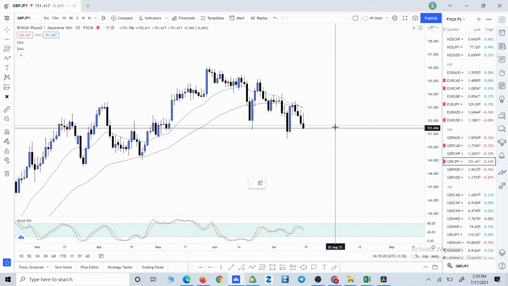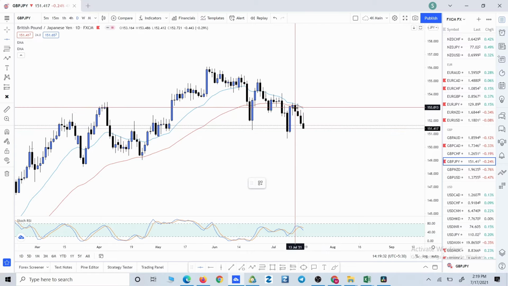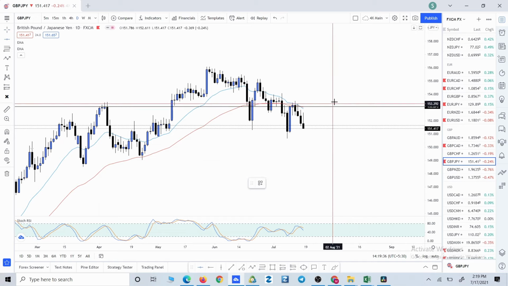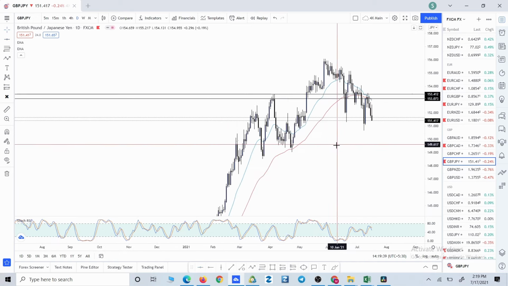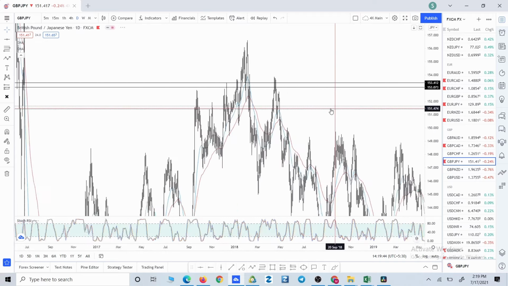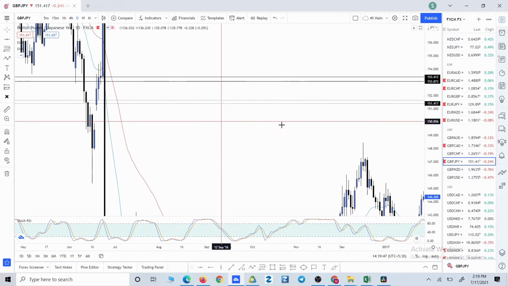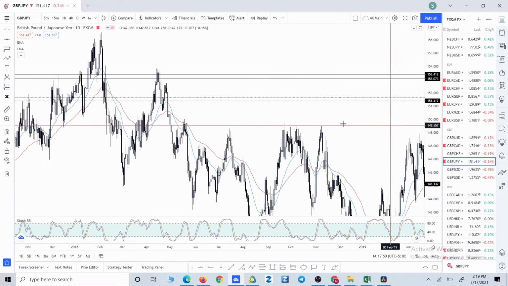If we try to find out a resistance for the current price, then we see this zone is a recent resistance zone. And if we check historically, we find that yes, it's retested historically many times. So yes, it's a strong resistance zone.